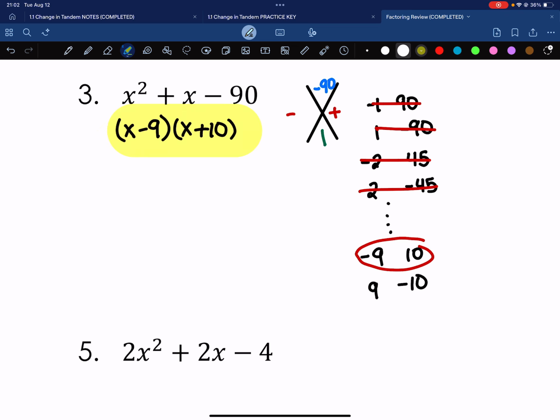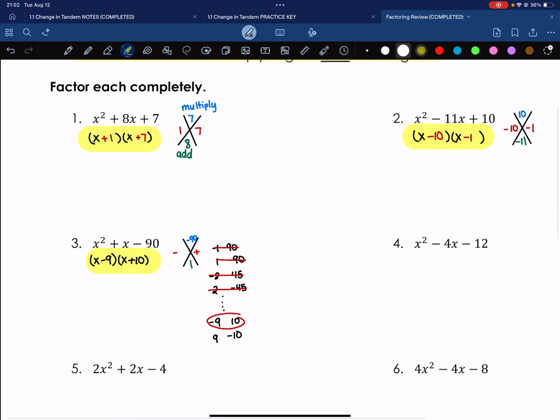Okay, so now something that I want to point out based on the 3 examples we've done. Notice that in example 1 and example 2, this last term right here was positive. And notice that our signs in the parentheses are the same and they match the first sign. So since this right here is a positive, these two are positive. Since this was a negative, these two are negative. But when that last sign is negative, our signs are different.